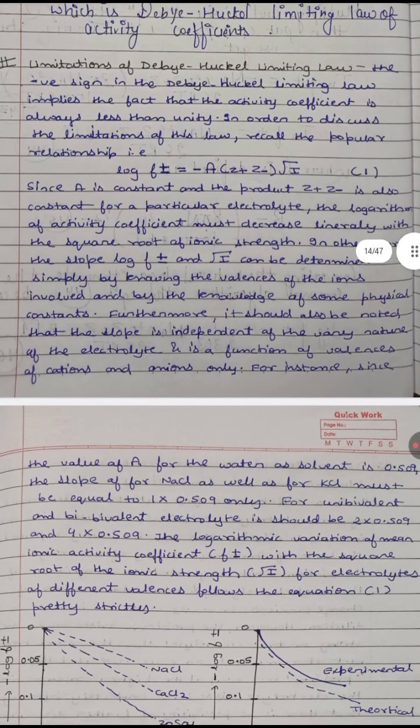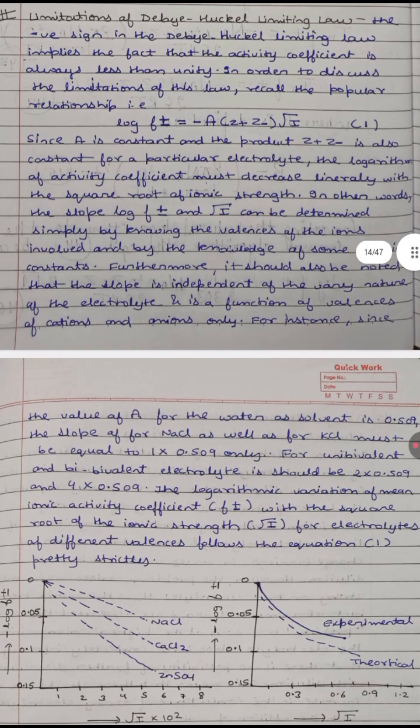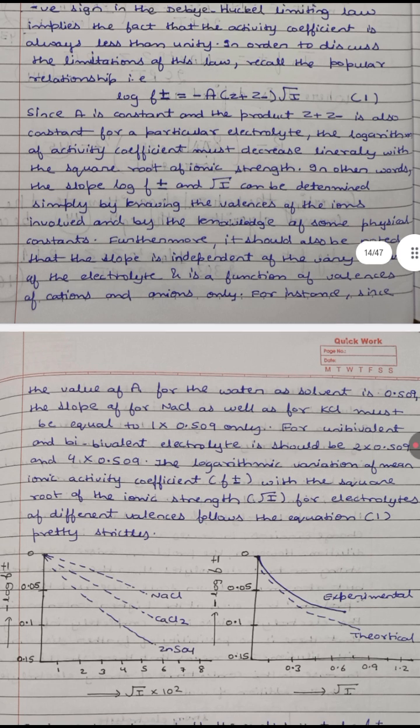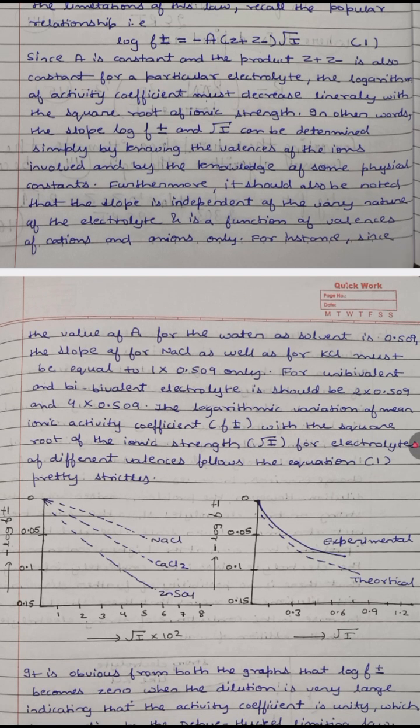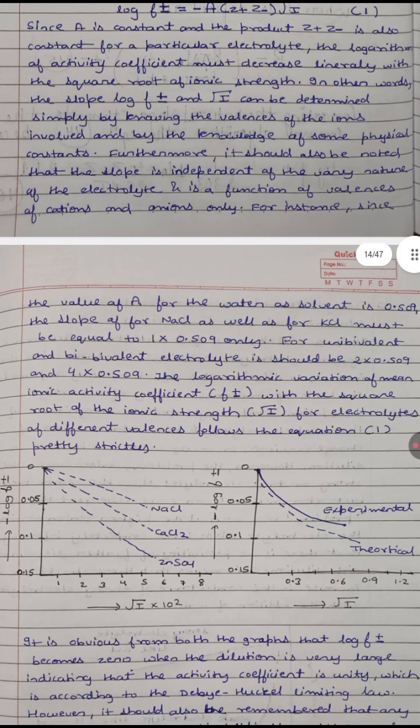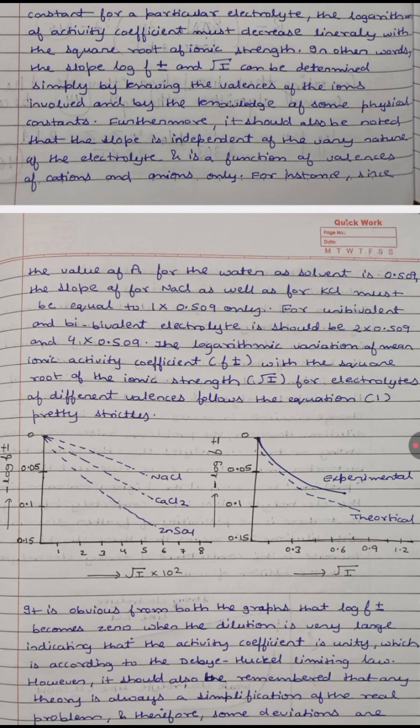Next topic is limitations of the Debye-Huckel limiting law. The negative sign in the Debye-Huckel limiting law implies that the activity coefficient is always less than unity. In order to discuss the limitation of this law, recall the popular relationship, that is log f plus minus equals minus A into z plus into z negative into under root I, equation 1. Since A is a constant and the product z plus into z negative is also a constant for a particular electrolyte, the logarithm of activity coefficient must decrease linearly with the square root of ionic strength.